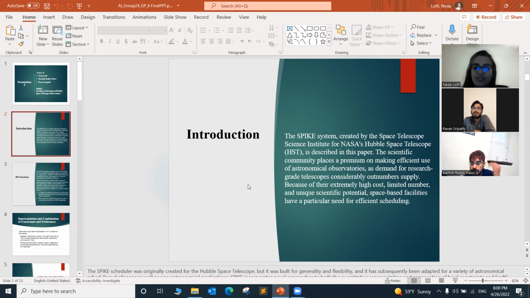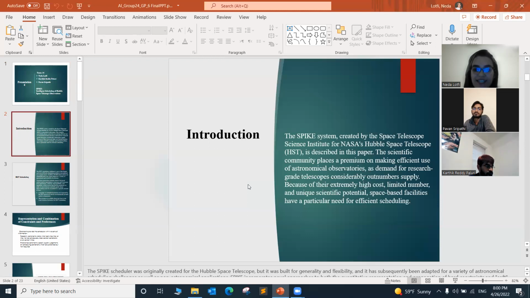The SPIKE system, created by the Space Telescope Science Institute for NASA's Hubble Space Telescope, is described in this paper. The scientific community places a premium on scheduling efficiency, as demand for research-grade telescopes outnumbers supply because of their extremely high cost, limited numbers, and unique scientific potential.